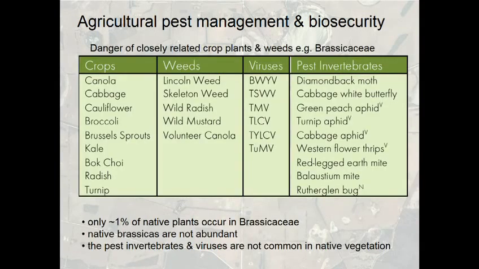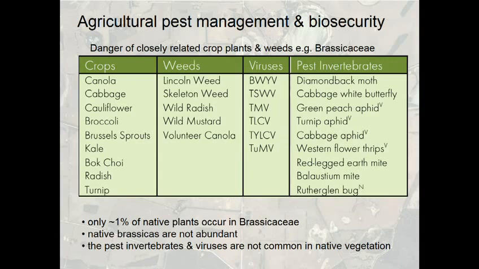Okay, so an example of this is the plant family Brassicaceae. So there's a whole bunch of crops that are brassicas. A lot of them are almost the same plant, but there's some key ones there: canola, cabbage, broccoli, etc. But there's also a whole bunch of weeds that are very closely related in that same family. So Lincoln weed, you see all over the place, skeleton weed, and these plants all support a whole bunch of important agricultural viruses as well, and also pest invertebrates.